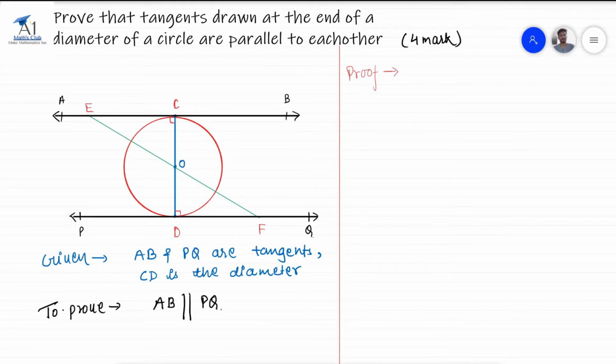Prove that tangents drawn at the end of a diameter of a circle are parallel to each other.